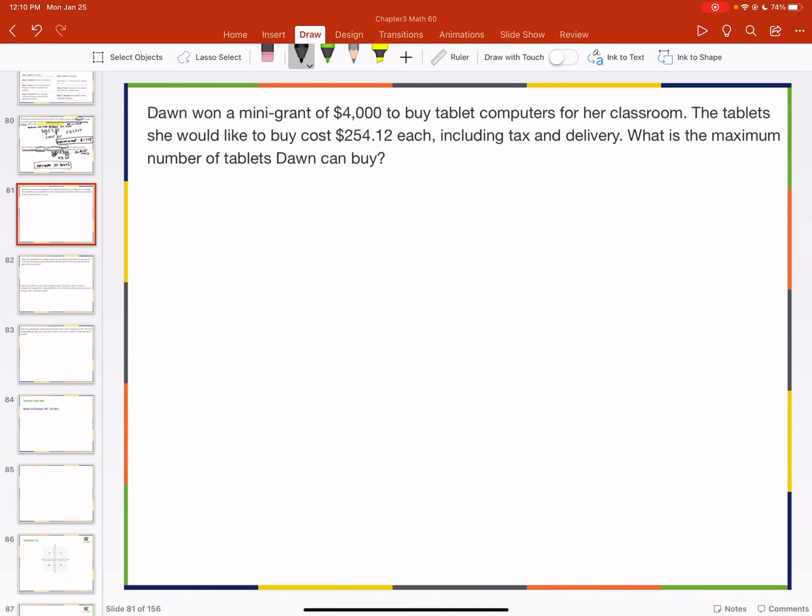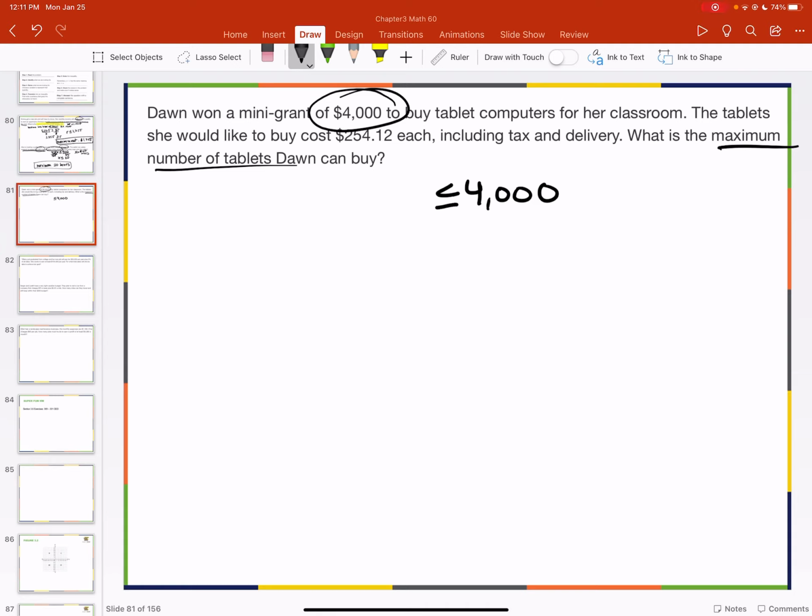Dawn won a mini grant of $4,000 to buy tablet computers for her classroom. The tablets she would like to buy cost $254.12 each, including tax and delivery. What's the maximum number of tablets that Dawn can buy? Maximum, again. The amount that she has is 4,000. So whatever she spends on tablets has to be less than or equal to that. It makes sense, because if it goes up, then she doesn't have any more grant money for that.